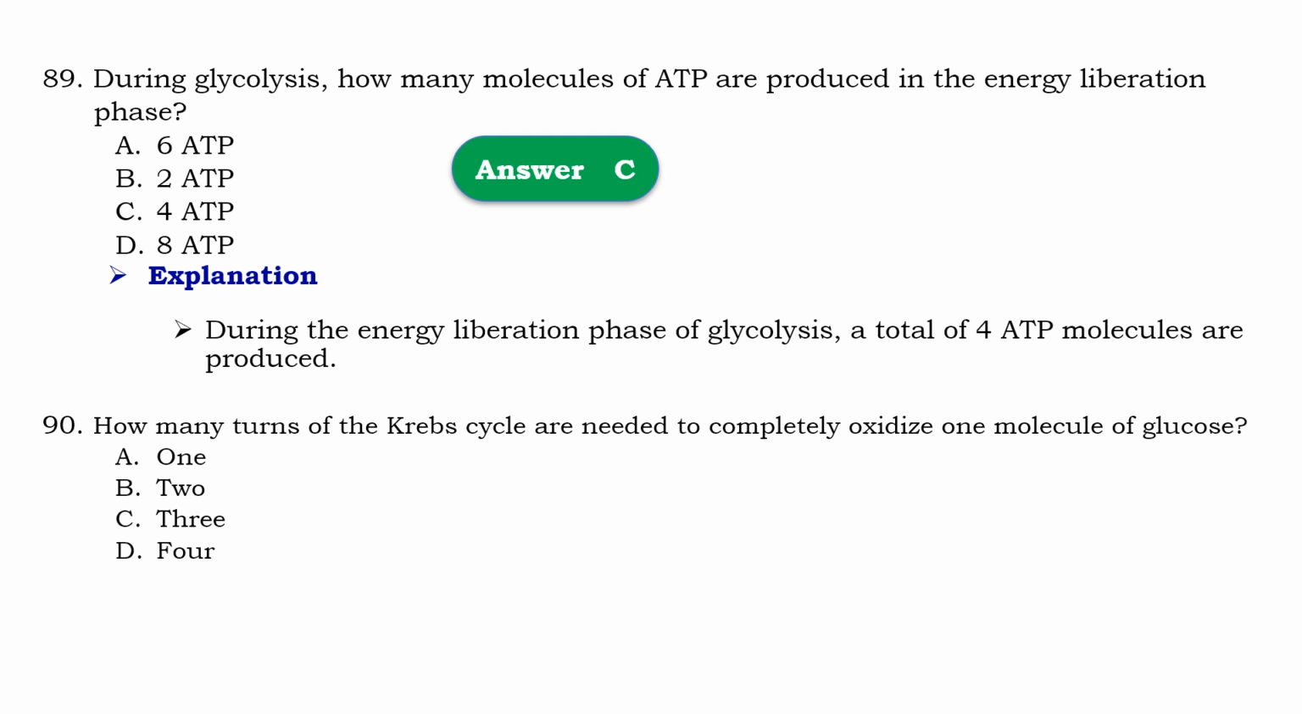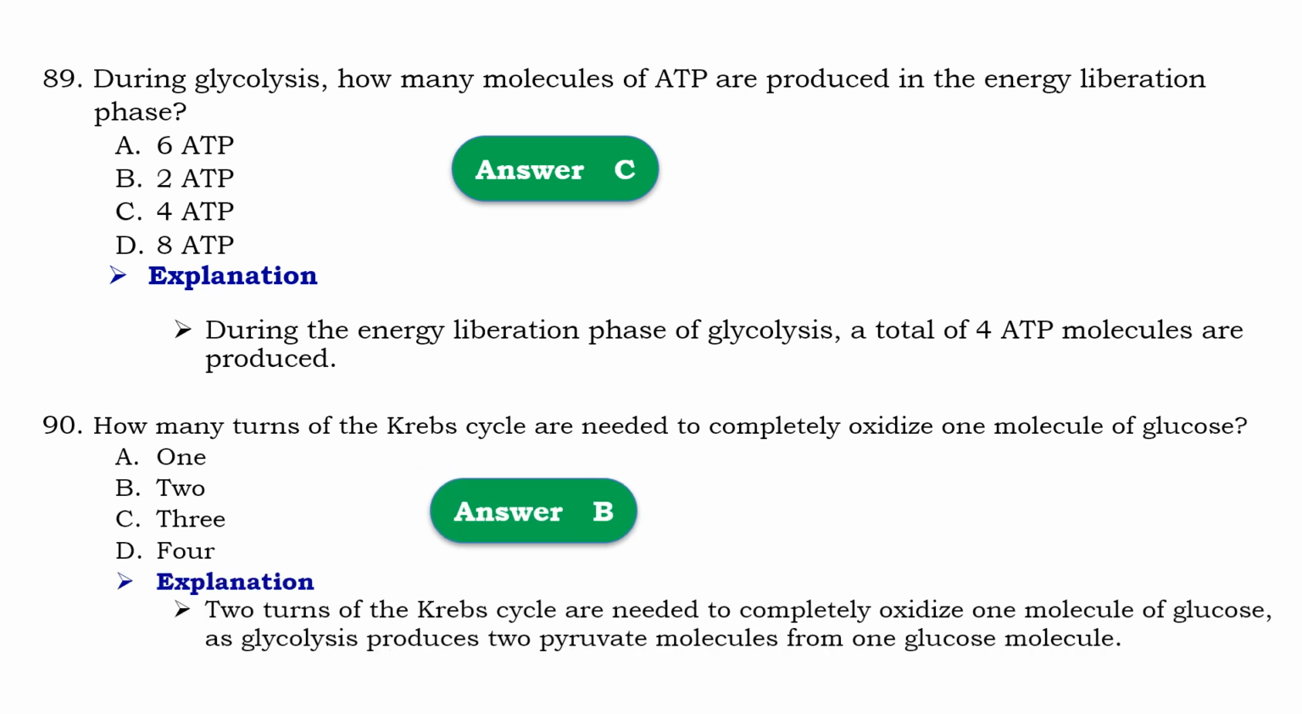Question number 90. How many turns of Krebs cycle are needed to complete or oxidize one molecule of glucose? So that should be B, 2. Means that 2 turns of Krebs cycle are needed to complete one molecule of glucose, as glycolysis produces 2 pyruvate molecules from one glucose molecule.